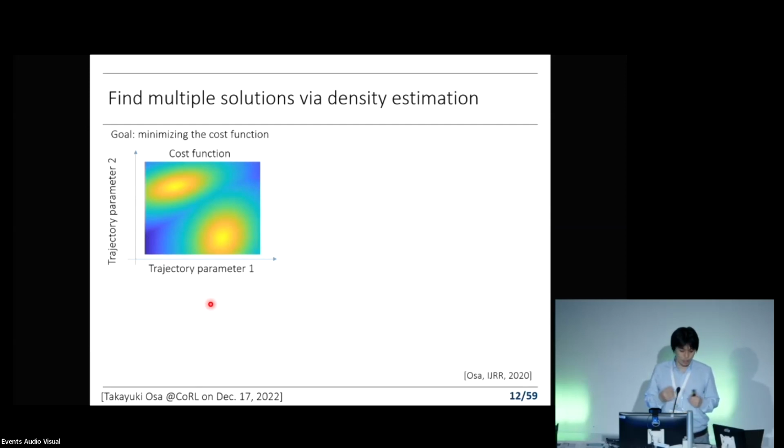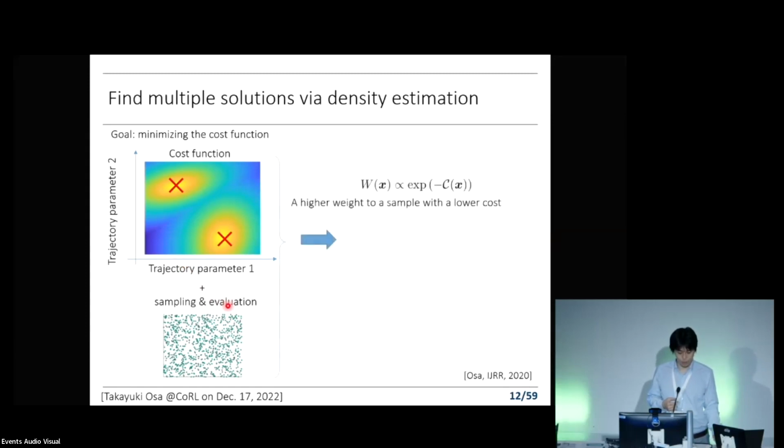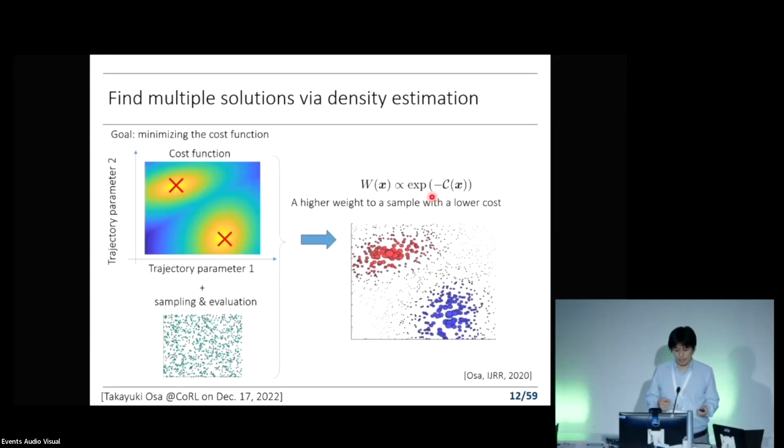In our approach, we formulate the problem as density estimation, and let me illustrate this. Suppose that we have a cost function that looks like this. Then our goal is to find these 2 points. What we do is generate samples from a proposal distribution, and compute the cost corresponding to each sample. Then we give a higher weight to a sample with a lower cost following this form. Then we obtain this density. The modes of this density actually correspond to the solutions that minimize the original cost function.